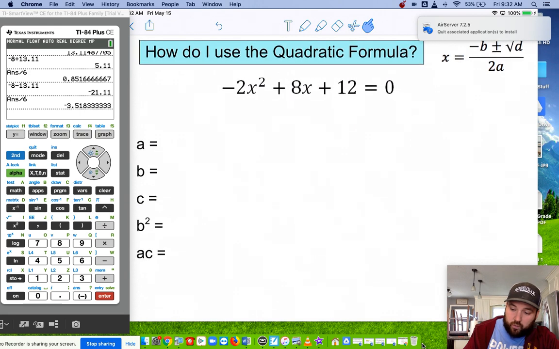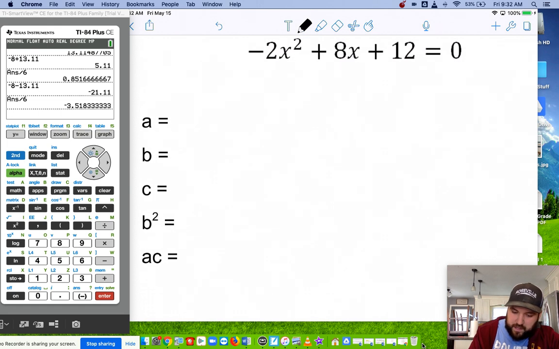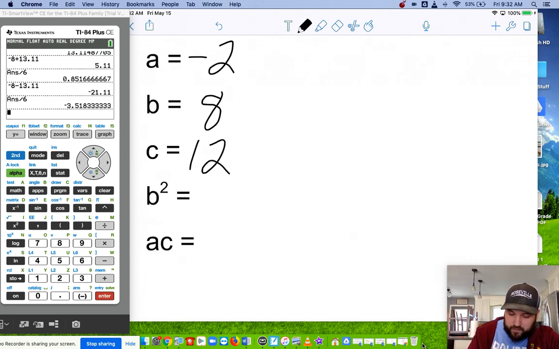Let's take a look at what happens here if I have negative 2x squared plus 8x plus 12 equals 0. Again, I need to see the equals 0, but now I can start labeling a, b, and c. So negative 2, positive 8, positive 12. b squared is going to be 64 because that's 8 times 8. And if I multiply a times c, I get negative 24.